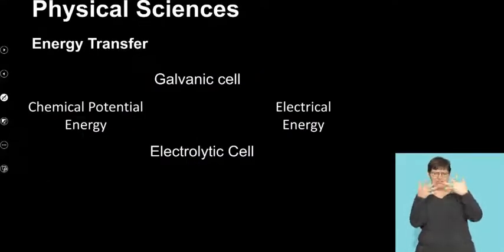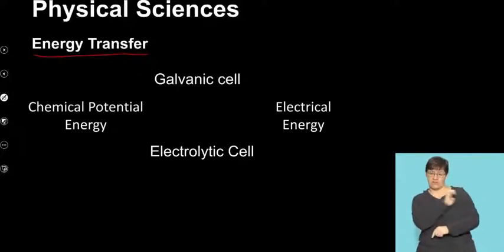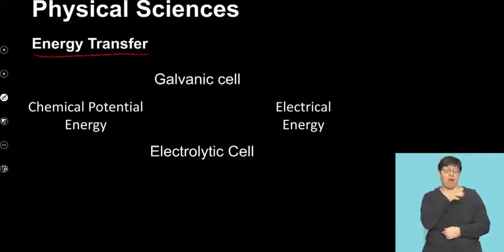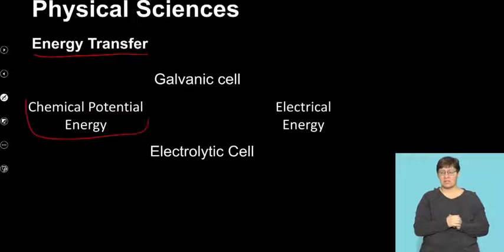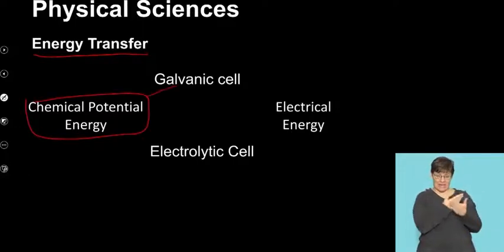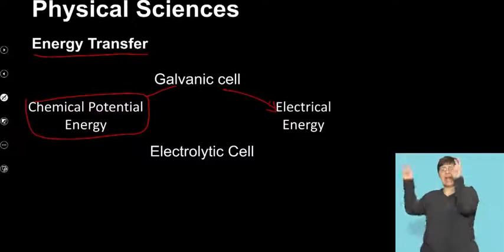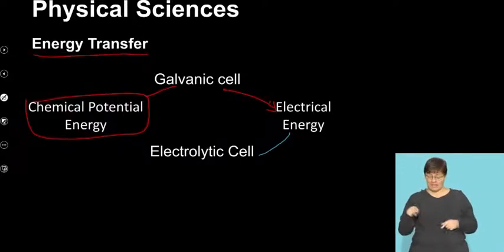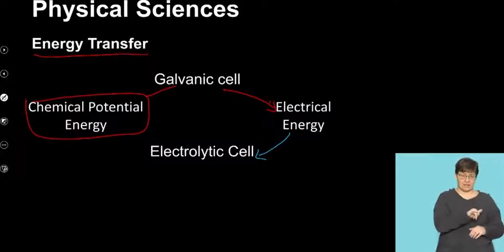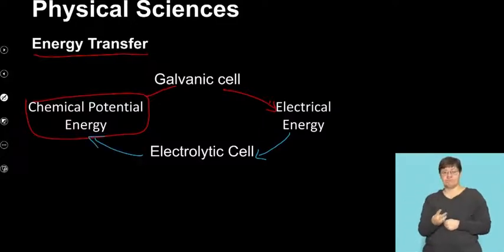Here, let's focus on energy transfer. This is a popular question in the exam or a test. So you need to know it very well. Remember what we know so far? We can take chemical potential energy, we can use a galvanic cell, and it will produce for us electrical energy. In your electrolytic cell, it takes the input of electrical energy and it produces for us chemical potential energy.